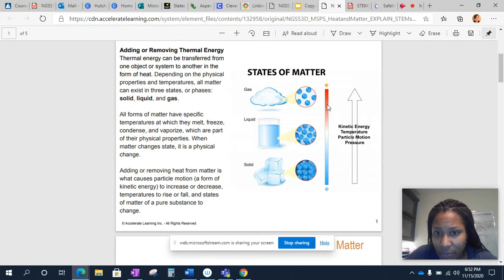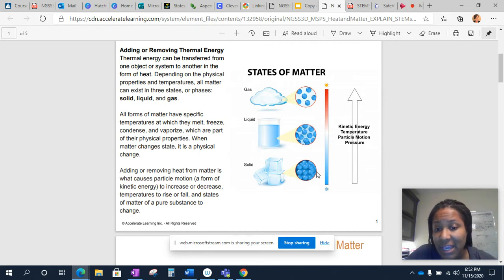And I want you to look at this temperature gauge. As kinetic energy and temperature increase, so does particle motion and pressure. So as I go from the coldest temperature to the highest temperature, look at the particles, they start spreading out. The temperature increases, so does the kinetic energy.